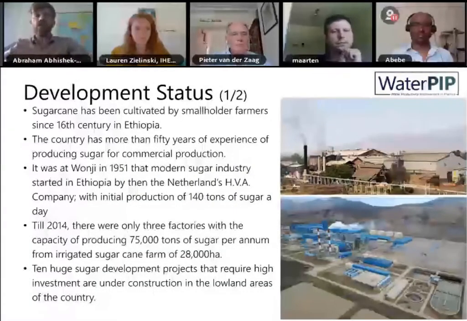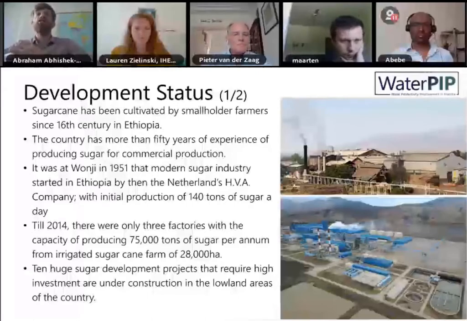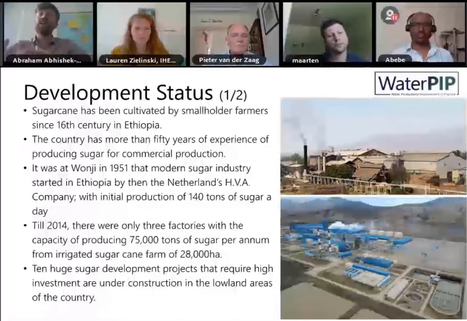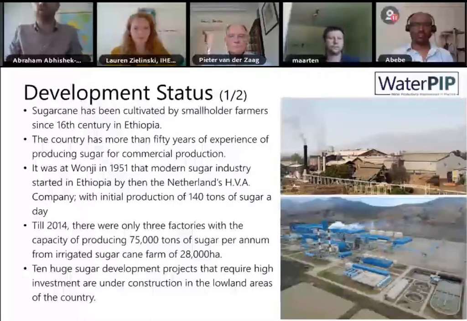With regards to the development status, sugarcane has been cultivated by small farmers since a long time, the 16th century. With regards to large scale, since the past 70 years, so in the 50s of the last century, the experience started with commercial farming. It started actually at Wonji, the sugar industry estate where Abera was interviewed from. It was actually started by a Dutch-based company. Back then, the initial production was 140 tons of sugar per day.